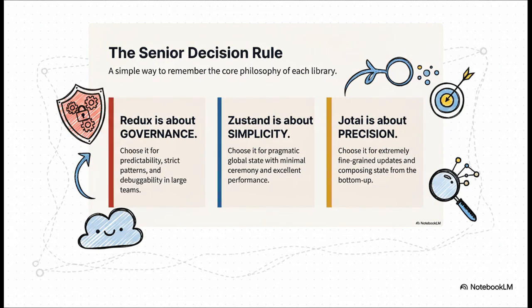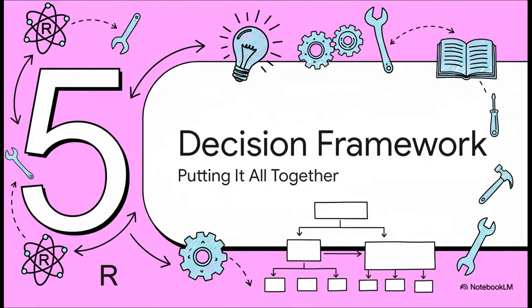So, how are you supposed to remember all that? Well, here's a simple rule of thumb for you. This is total interview gold. Think of it like this. Redux is for governance, when you're on a large team that needs strict rules. Zustand is for simplicity, when you just need pragmatic global state without the fuss. And Jotai is for precision, when you need fine-grained control over performance and re-renders. Governance, simplicity, precision.